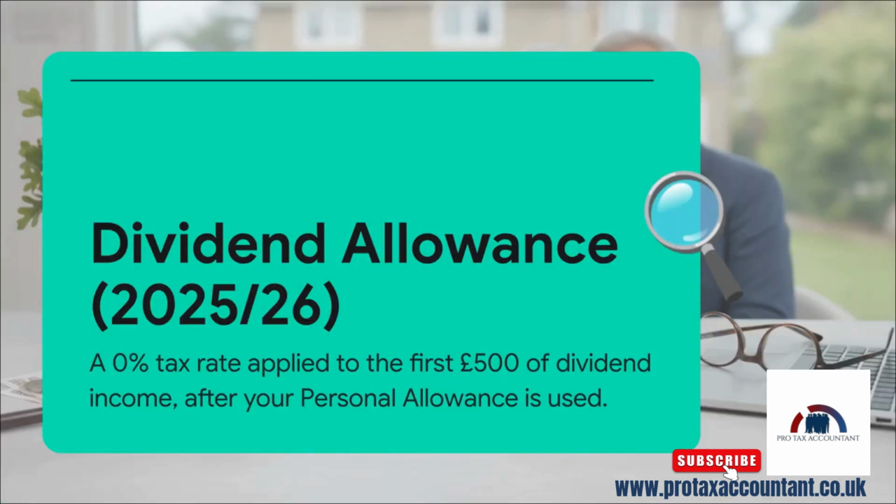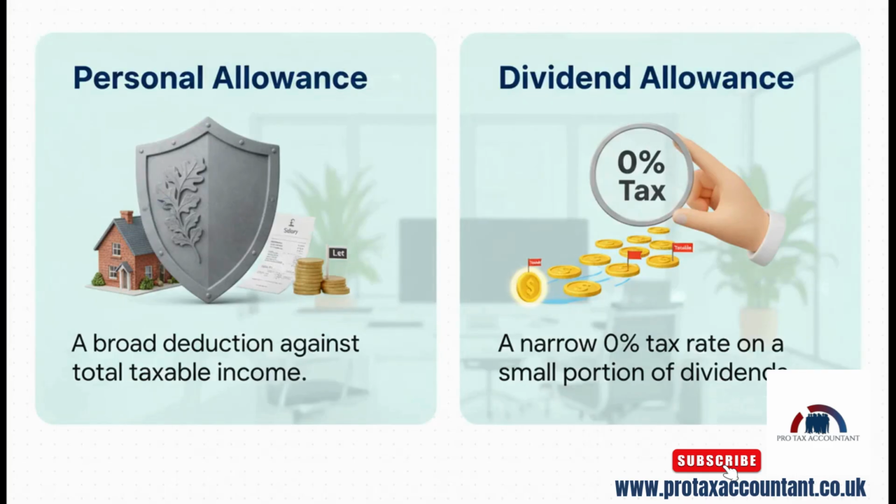Okay, here's where most people get confused. Your second, much smaller bucket is that £500 dividend allowance. Now, this is not an extra £500 of tax-free income on top of your personal allowance. Instead, think of it as a special 0% tax rate that applies only to the first £500 of your dividend income and only after your main personal allowance has already been used up. And this slide brilliantly illustrates that key distinction. The personal allowance on the left applies to all your income and directly reduces the amount of money you pay tax on. The dividend allowance on the right applies only to dividends and simply changes the tax rate on that first small slice to 0%. They are two very, very different tools in your tax planning toolkit.